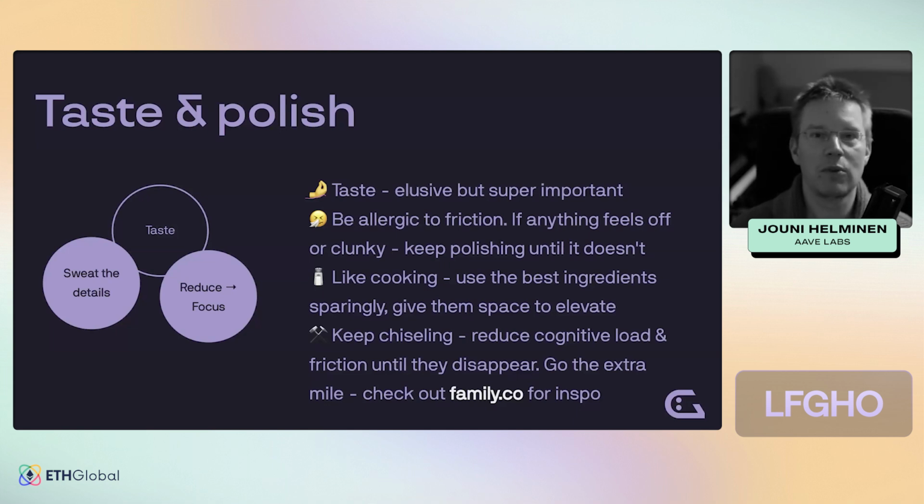Also, don't layer too many things in the designs at the same time. It's something that happens a lot in the beginning. People just put a lot of things together, but the best designs tend to be fairly sparse. They have some things, have a lot of space around them, and then you can really elevate the things. Again, the cooking analogy is pretty good here. Just use the best ingredients sparingly, and sweating the details is super important. So just keep reducing things.